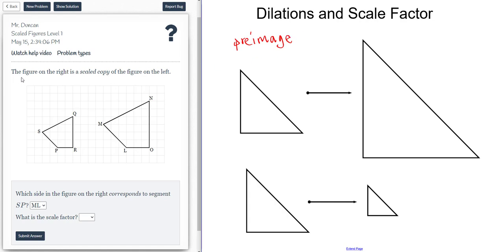Notice over in these instructions it says the figure on the right is a scaled copy. So this came second. In other words, it was copied from that one. But most of the time with these types of problems, it'll say this is your pre-image, and then what comes second is called your image. Whenever we have a pre-image that's smaller and then it becomes larger, we would say that this would be called an enlargement.